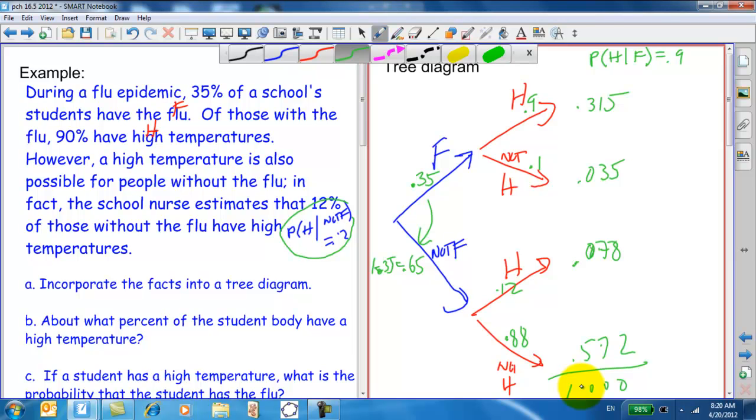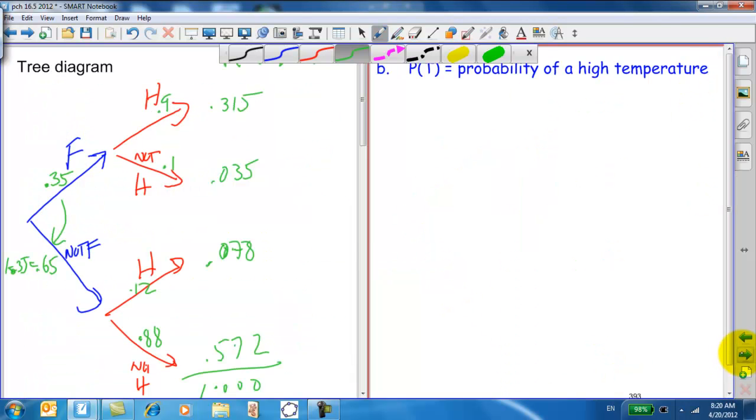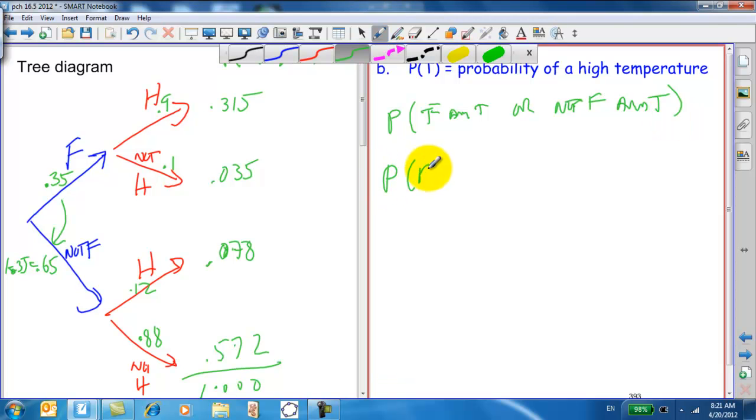Now, question B, what percent of the student body have a high temperature? So we can look at the high temperature here for part B, and that's the probability that you have the flu and you get a high temperature, or you don't have the flu and you get a high temperature. So it's the probability of the flu times the probability of a high temperature given that you have the flu, plus the probability of not having the flu times the probability of a high temperature given that you don't have the flu. This is just summing up in our notation.